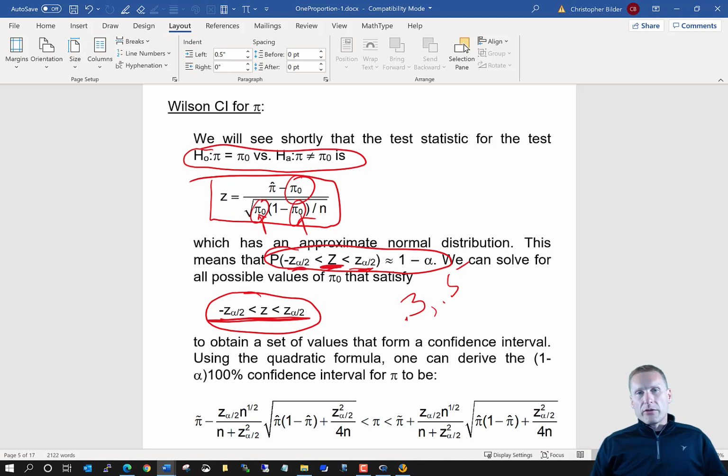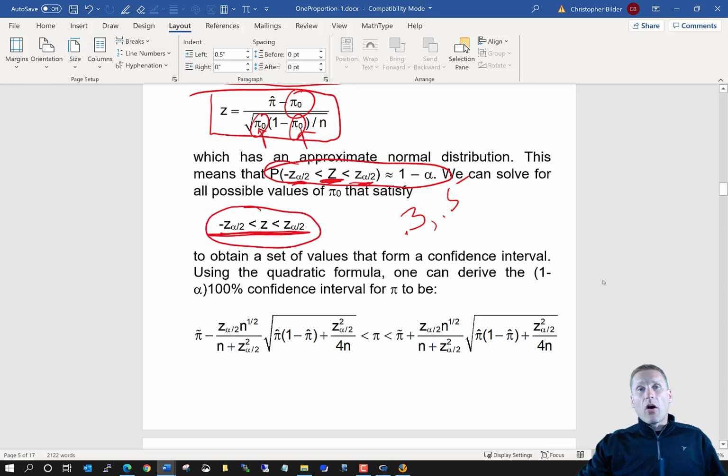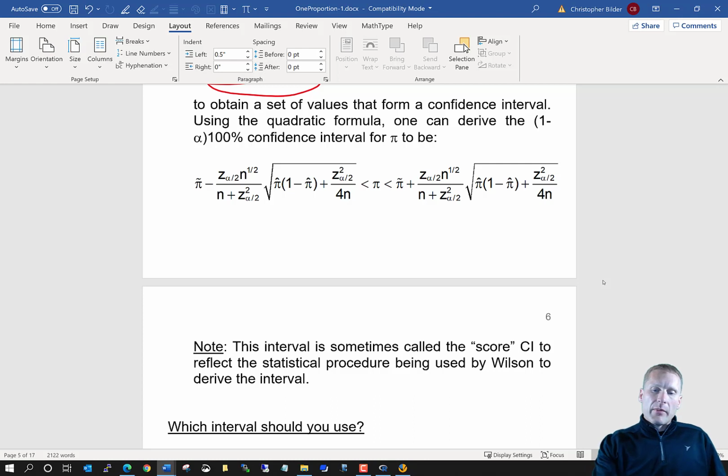And so what one could do is actually use the quadratic formula that all of you learned about in an algebra class and actually come up with a closed form expression for what all those pi zeros would actually be. And this is what the expression is.